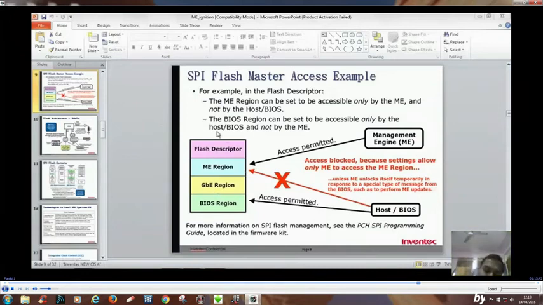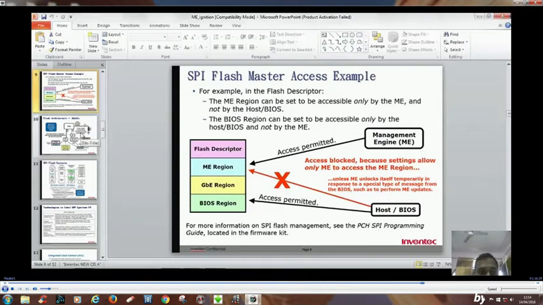As you can see, inside the SPI BIOS chip there are many regions. The flash descriptor basically has the rules, the access rules, for accessing these regions. For example, if the host BIOS should not access the AMI region, it would be written in the flash descriptor that this region should not be accessed by the host, whereas it should only be accessed by the management engine. So all these flash master access details are in the flash descriptor.